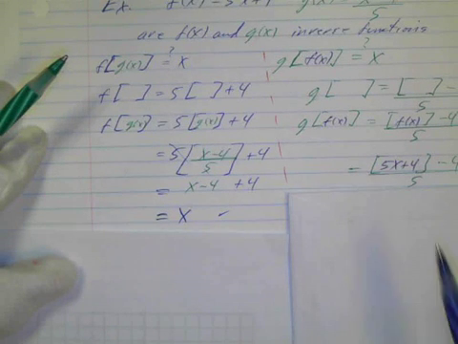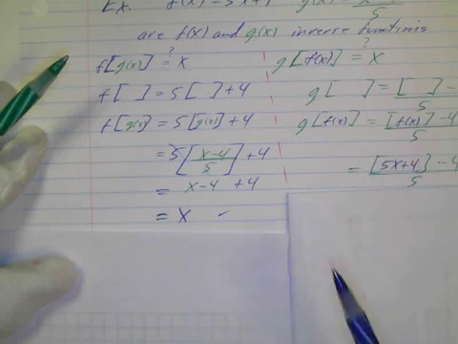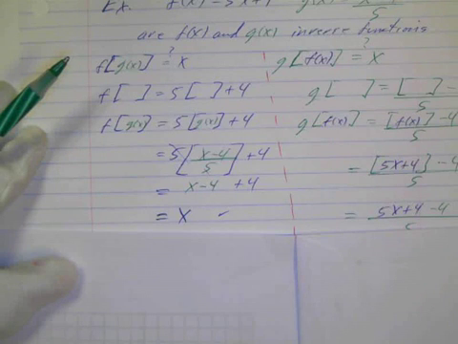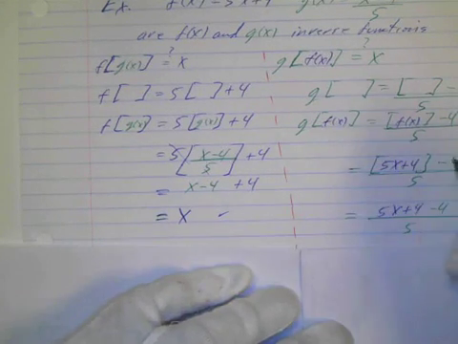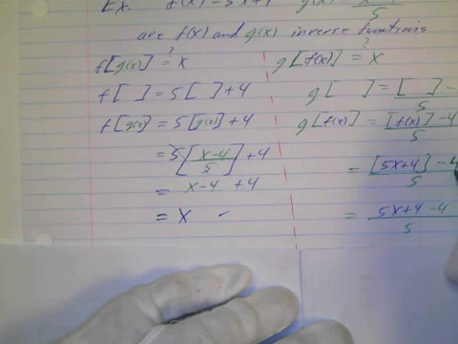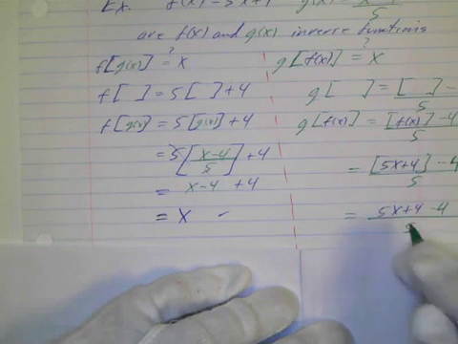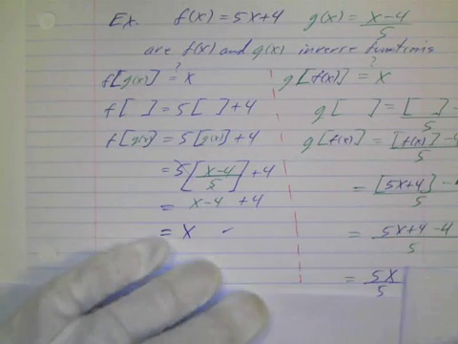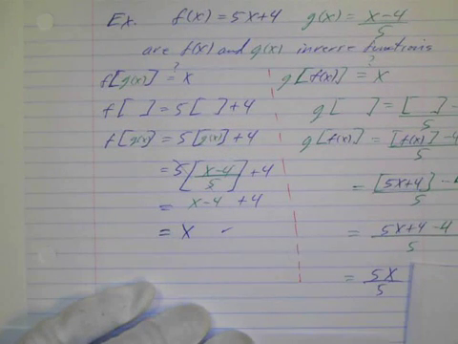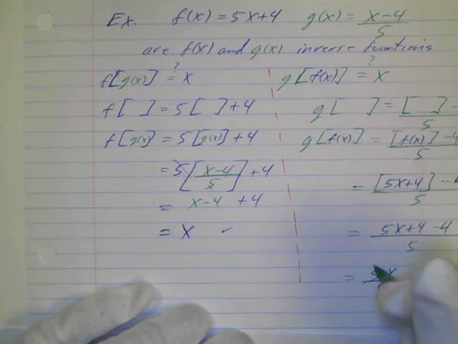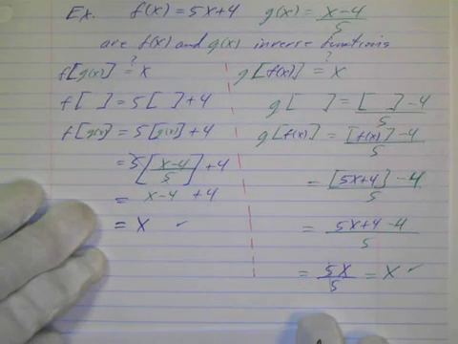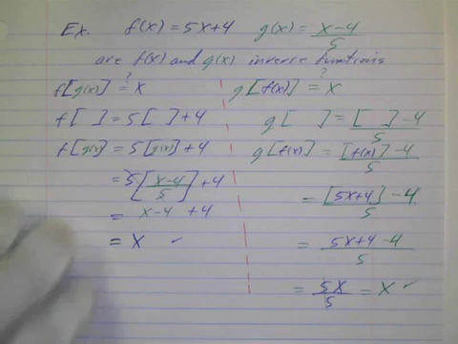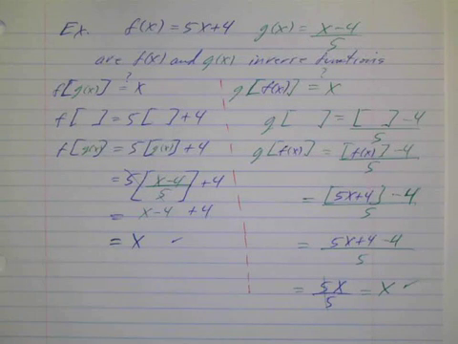And then I simplify that. Well, if I remove the brackets, I just have 5x plus 4 minus 4 all over 5. A little sloppy here. But what's 4 minus 4? That's just 0, so I just end up with 5x over 5, and 5 over 5 is 1, so I just end up with x, so that verifies. So that's how you would verify that two functions are inverses of each other.